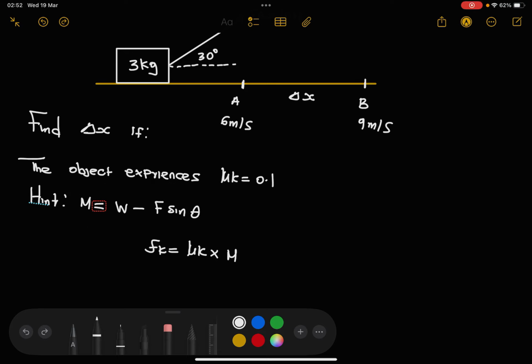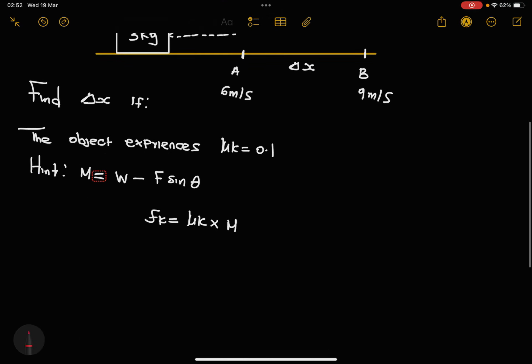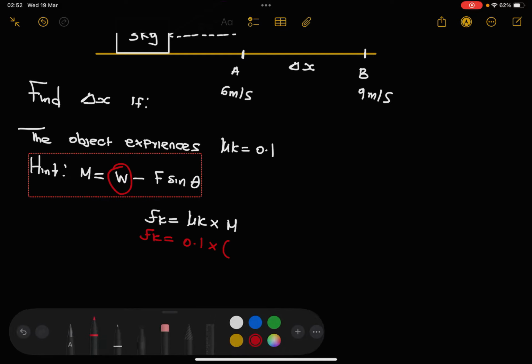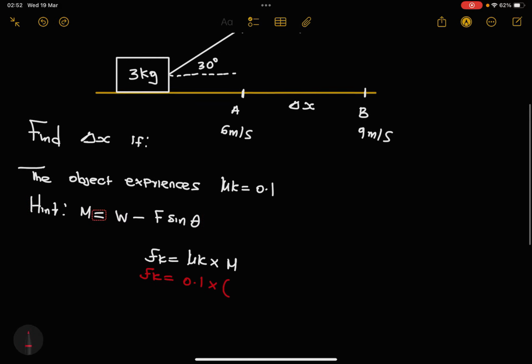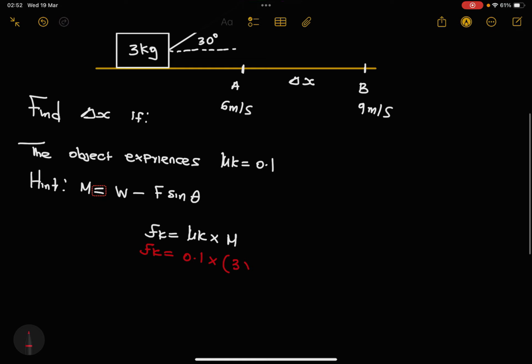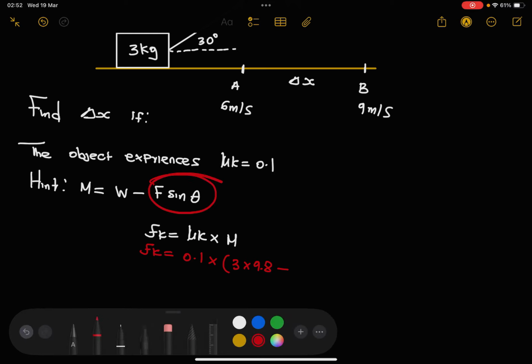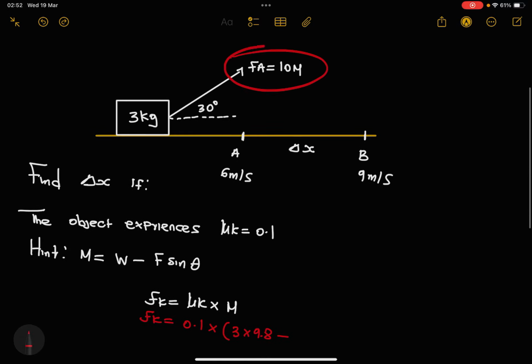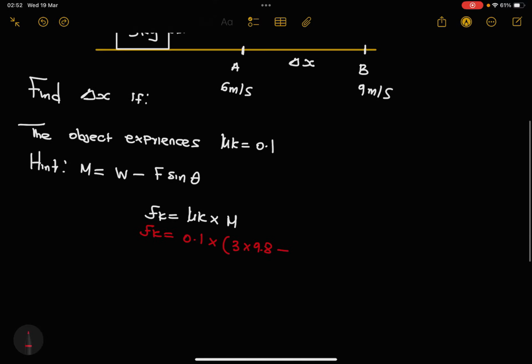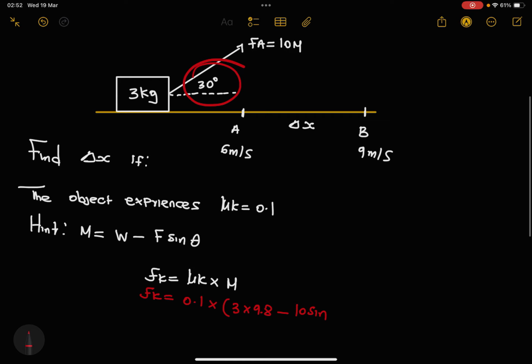So it means that if we want to calculate the frictional force, we just need to say mu k is 0.1 multiplied by, what is the normal force? So we say it's going to be weight. So weight is mg. The value of m is 3, and the value of g is 9.8, minus F sine theta. As you can see, it is F sine theta. The value of F is going to be 10. What is theta? Theta is going to be 30 degrees.